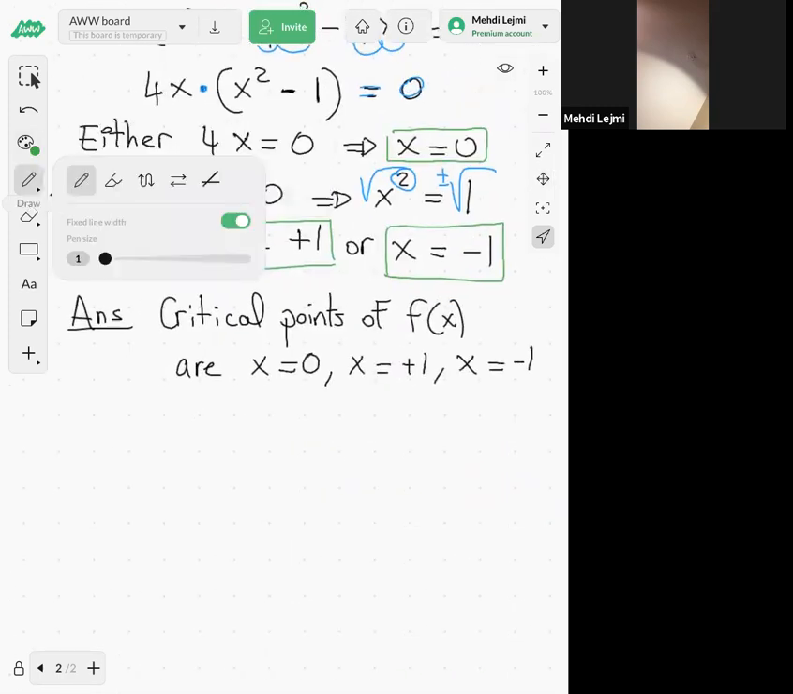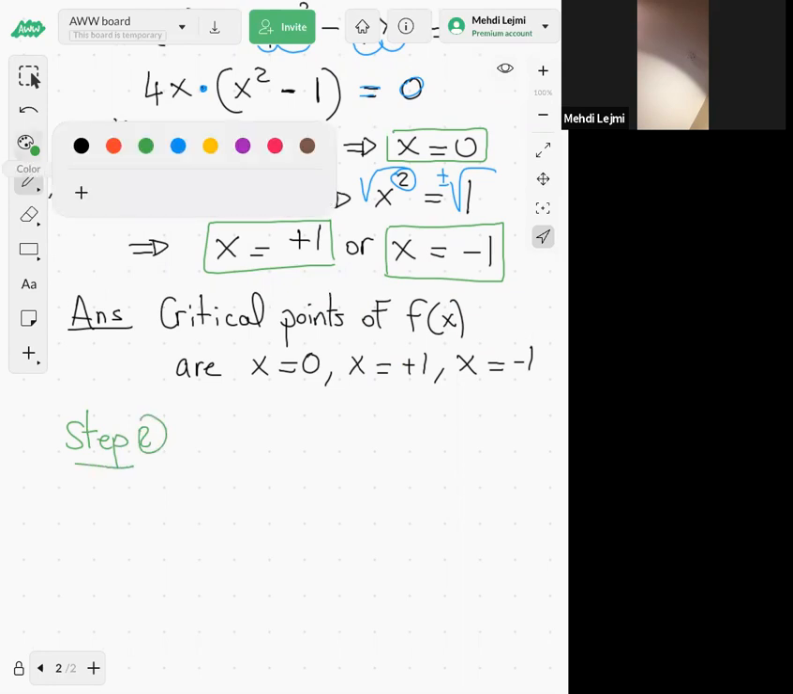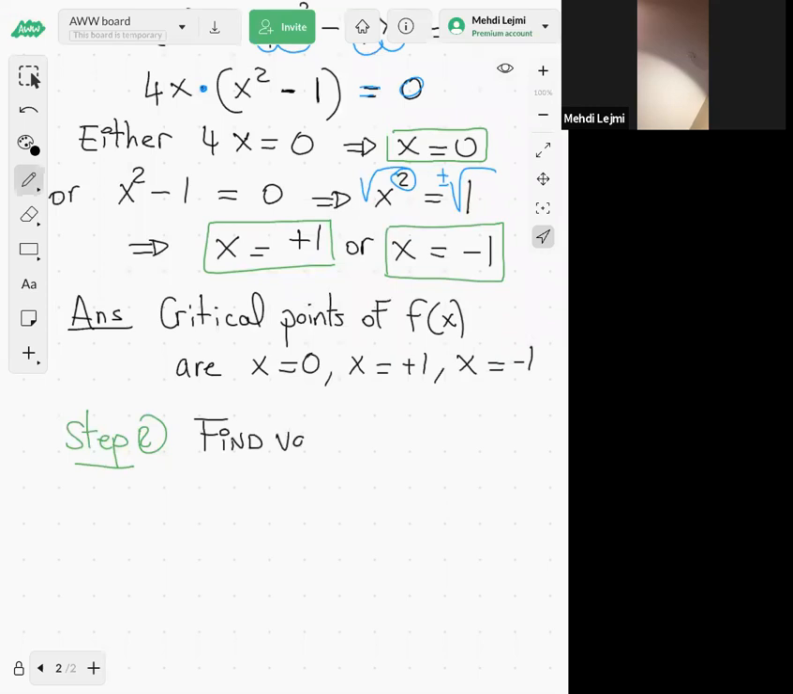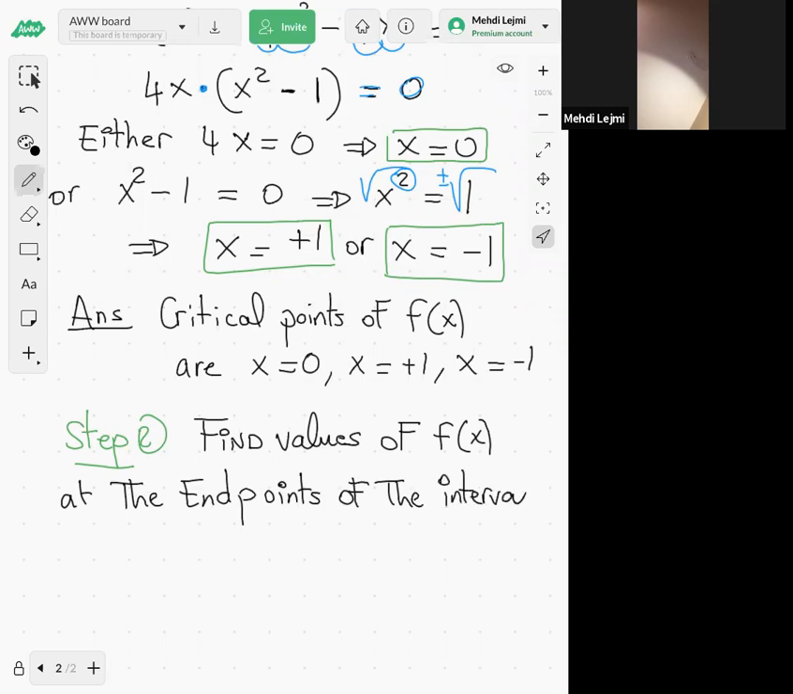Now, step number 2, I'm going to try to find the values of f of x at the endpoints of the interval, and the critical points inside the interval. Right?